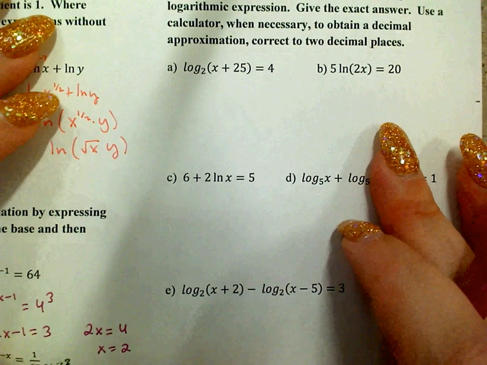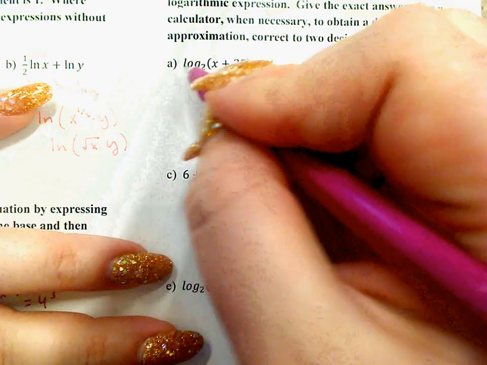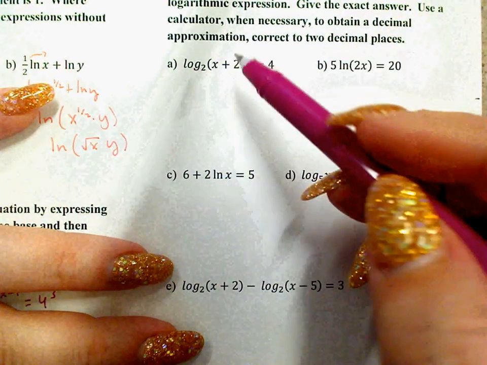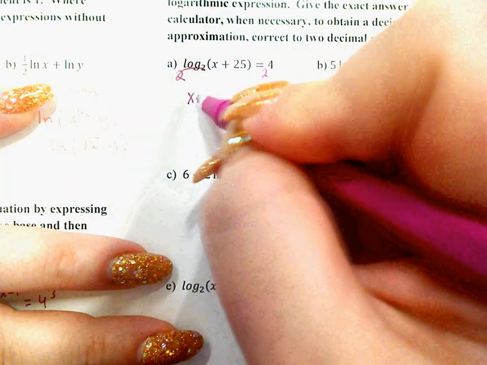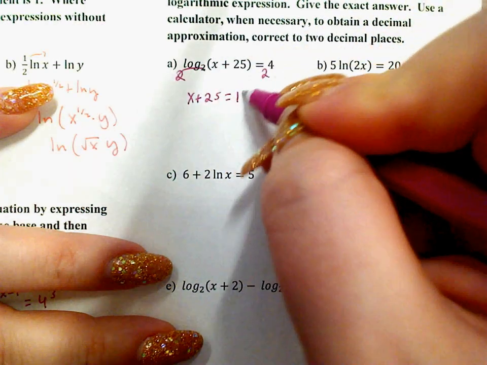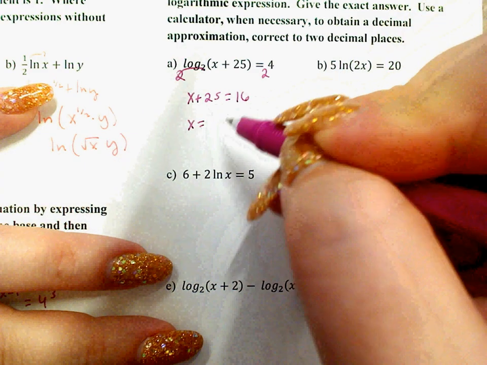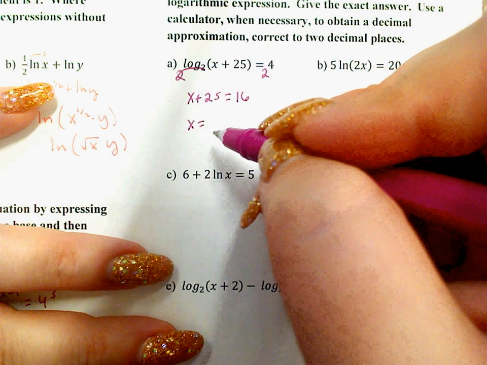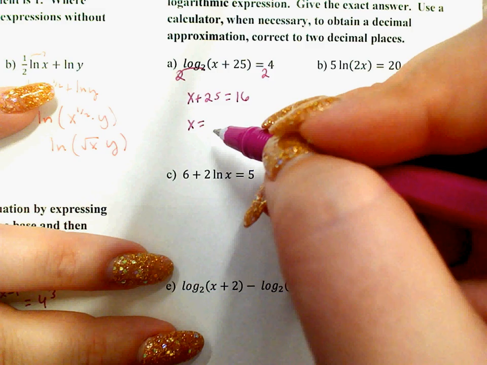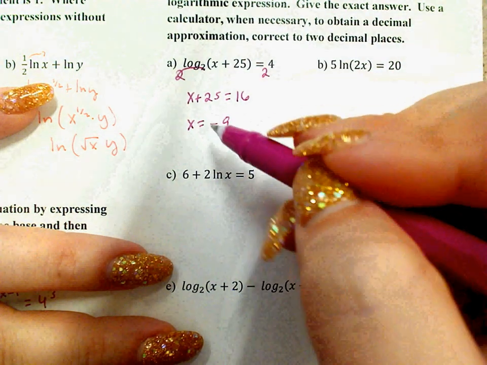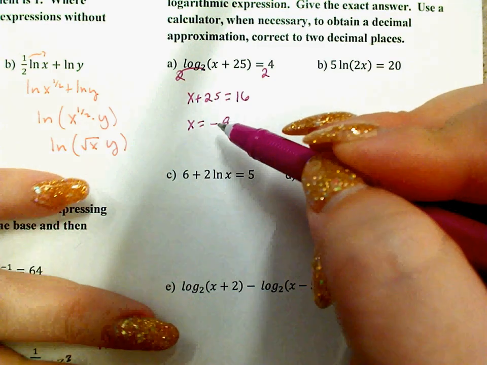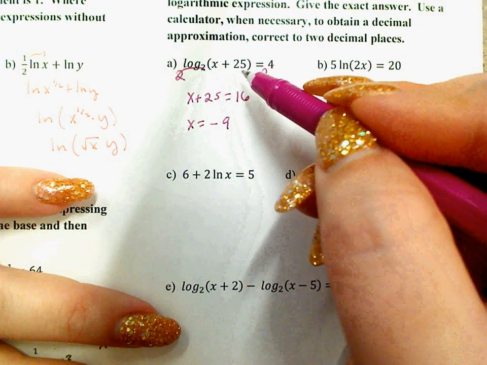Okay, so the inverse of log base 2, the inverse of the operation would be the exponential base 2. So x plus 25 equals 2 to the 4th power, which is 16. X equals 16 minus 25. And 16 minus 25 is negative 9. And so the answer is negative 9, unless when I plug it in, I get log of a negative. Negative 9 plus 25 is a positive number, so we're good.